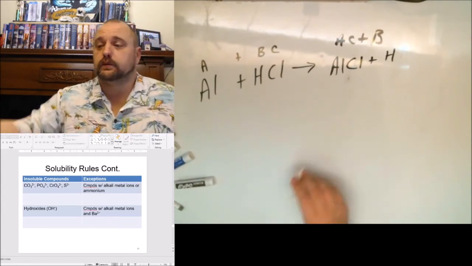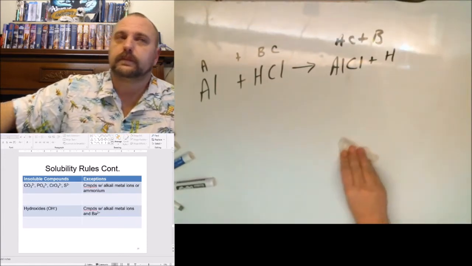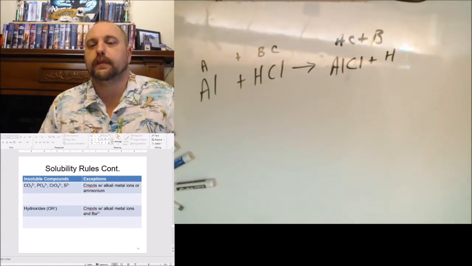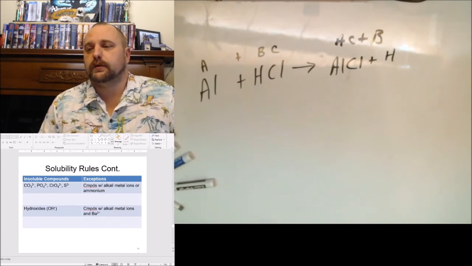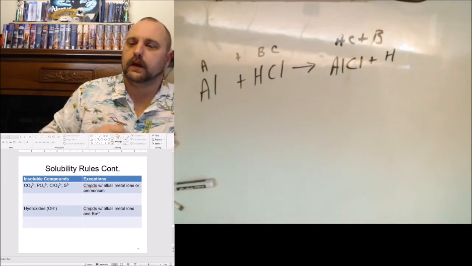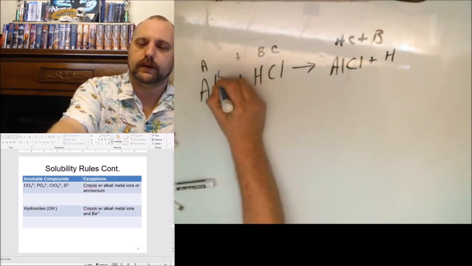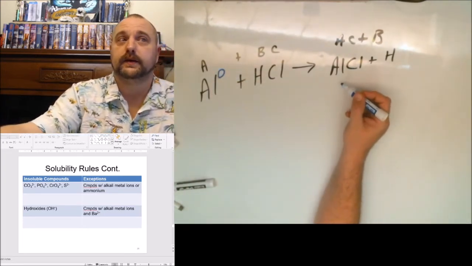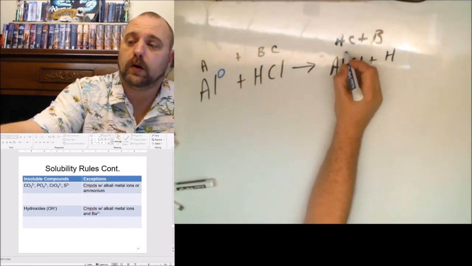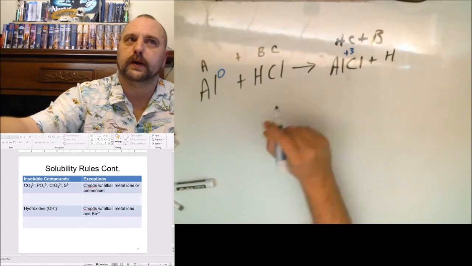Most students get this part fine. It's the next part that students really struggle with. And this is the part why we ask this one so often. Aluminum is a 0 over here. On this side, it's going to have some kind of positive charge. Aluminum happens to always be plus 3.